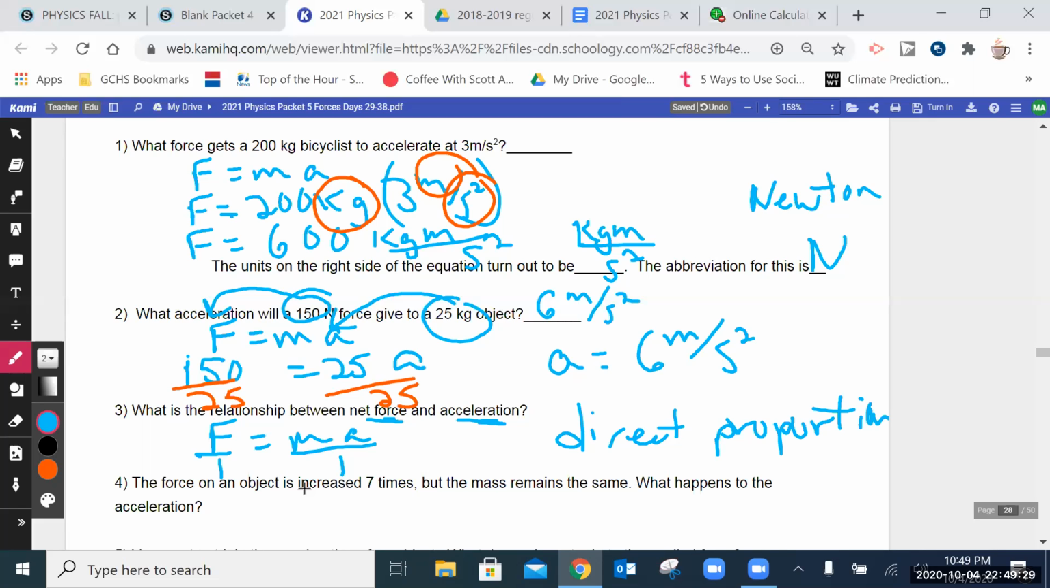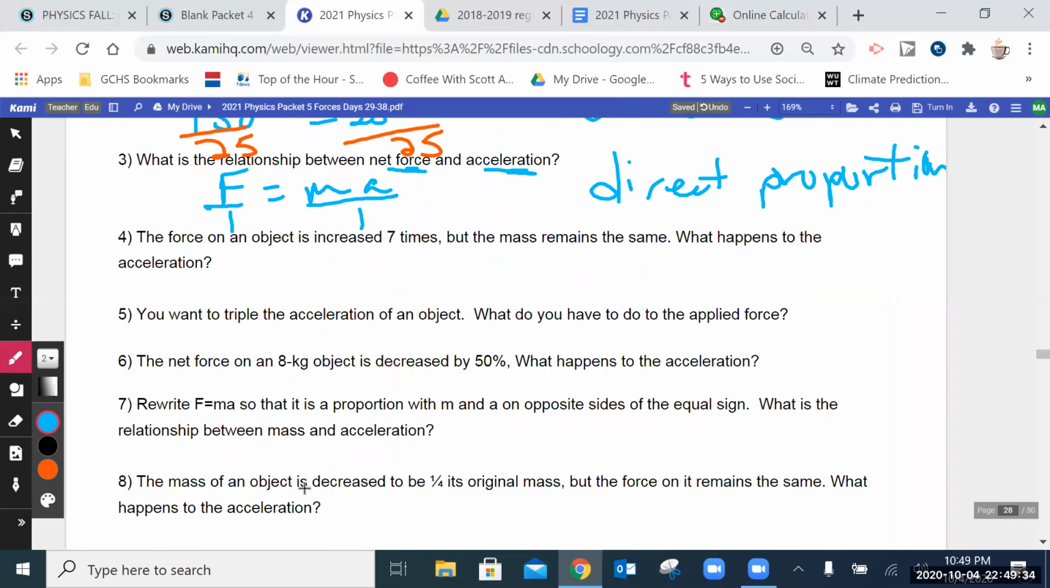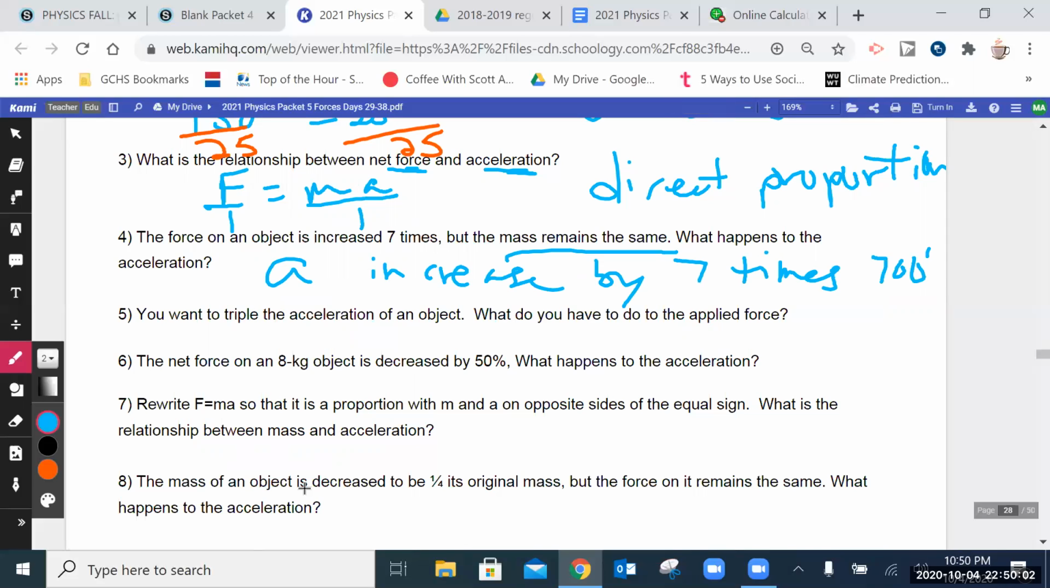Number four, the force on an object is increased 7 times, but the mass remains the same. What happens to the acceleration? Okay, so look at this. It says mass remains the same. So we're talking about the exact same object or very, very similar objects. So if I have a car and I make the engine push on that car 7 times stronger than a moment before, then the acceleration should increase by 7 times. In other words, increase by 700%.